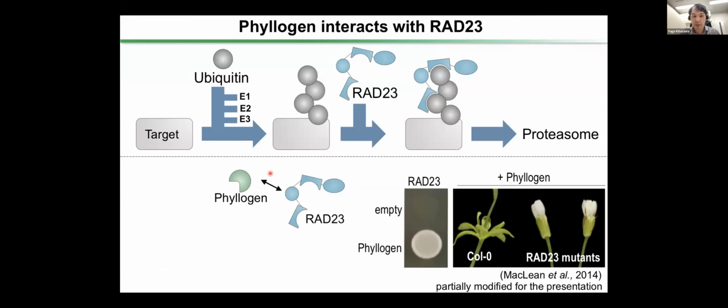On the other hand, Dr. McLean showed that the effector can interact with RAD23 directly. In RAD23-deficient mutant Arabidopsis thaliana, the effector cannot induce phyllody. Therefore, this interaction is considered to be important for MTF degradation.